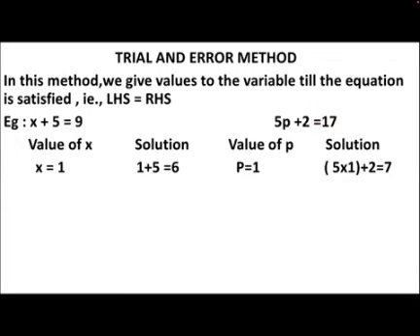Likewise, keep supplying values for x till this equation is satisfied. This method is called trial and error method, but this method generally we do not use because it's a tedious method. You can see x is given 2, but still it's not satisfying the equation because you should get 9, but you got 7. In this case, you got 12, but your answer is 17.